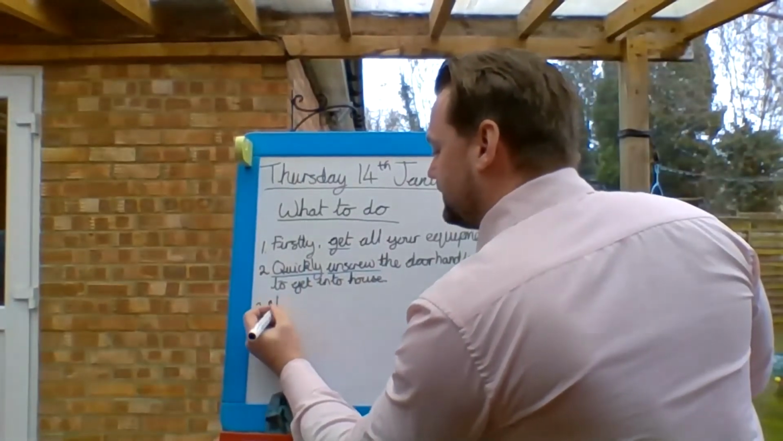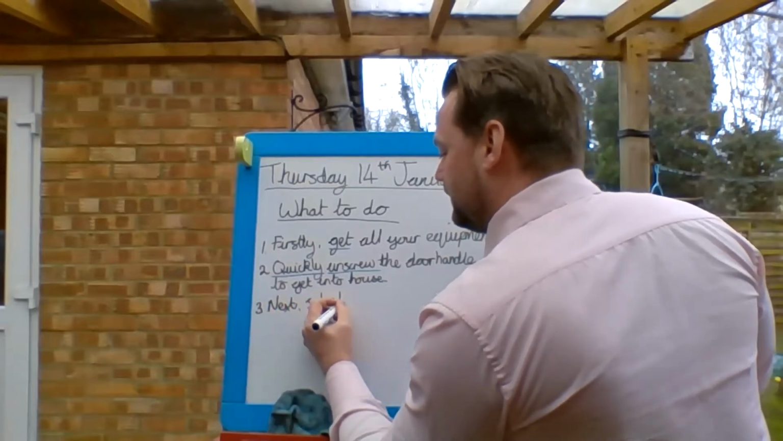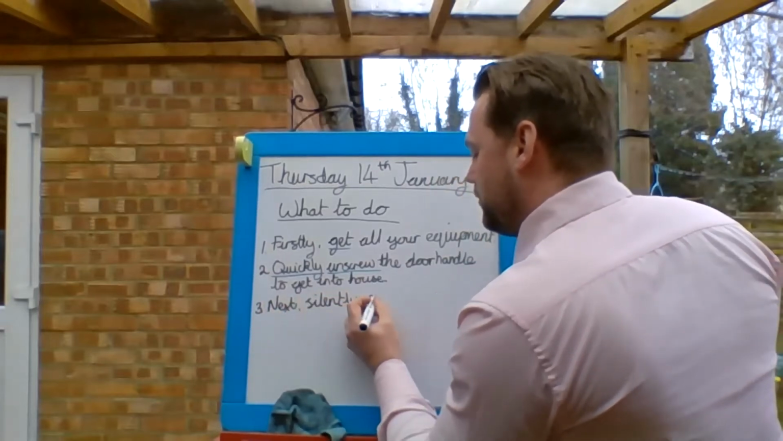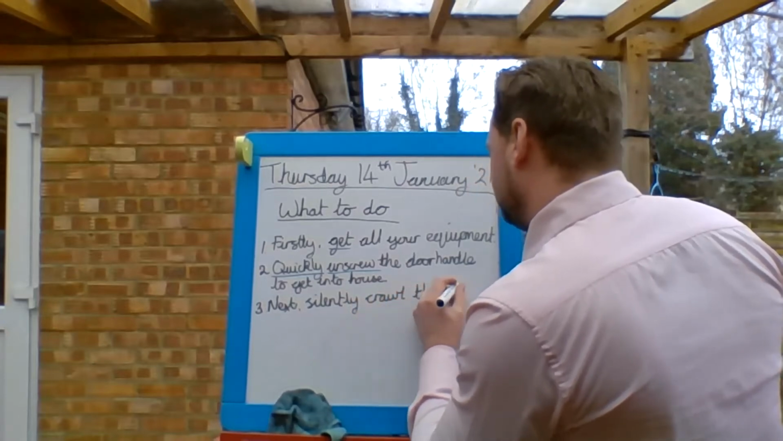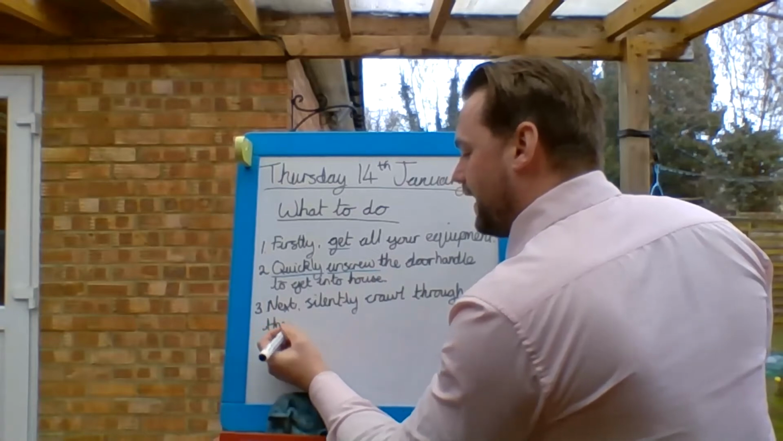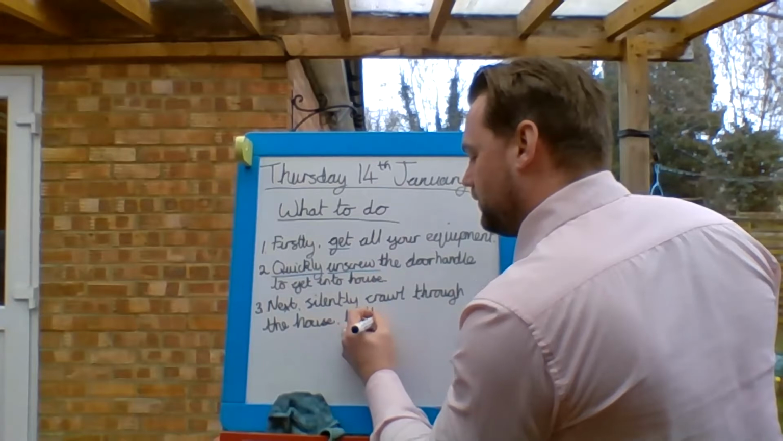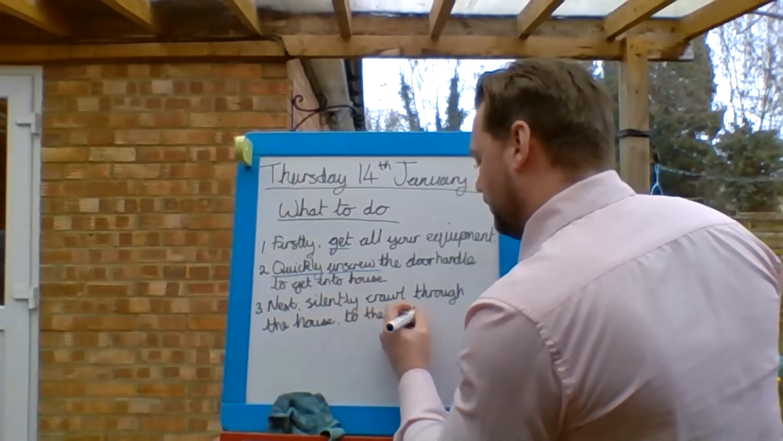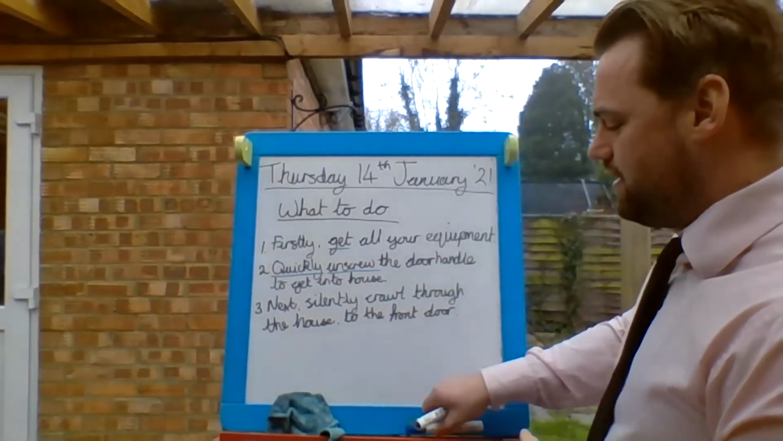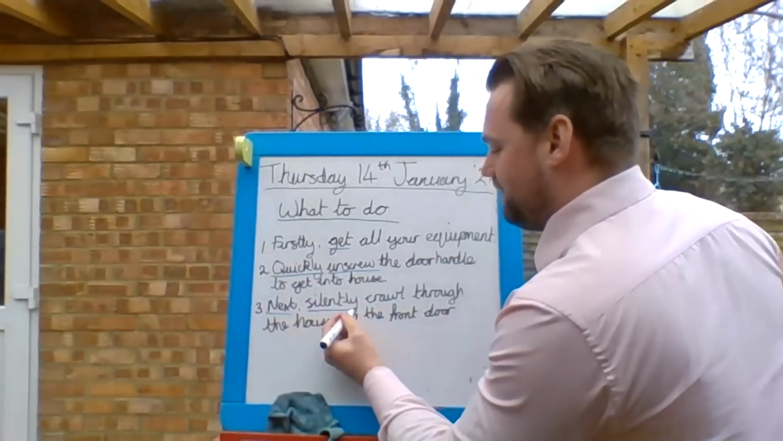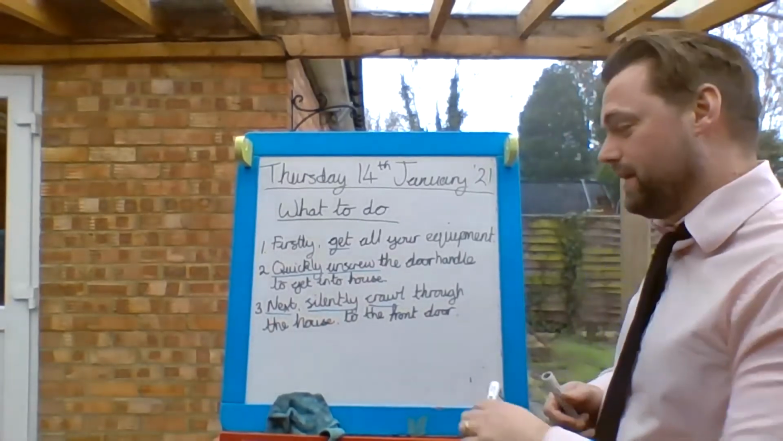3. Next, silently crawl through the house to the front door. Okay, and again, here I've used a time connective, I've used an adverb and my imperative verb. Okay, so you can see how the instructions are starting to form here.